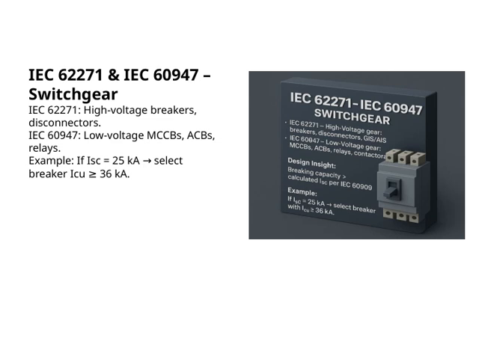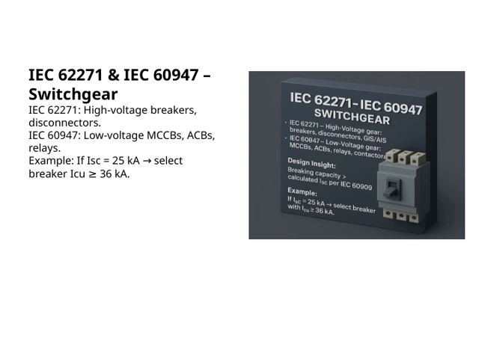Let's take a closer look at the IEC standards related to switchgear. First, IEC 62271 covers high-voltage equipment like breakers and disconnectors, which are essential for managing power at very high voltages. On the other hand, IEC 60947 focuses on low-voltage switchgear such as MCCBs, ACBs, and relays, which are critical for protecting and controlling circuits in lower voltage systems.